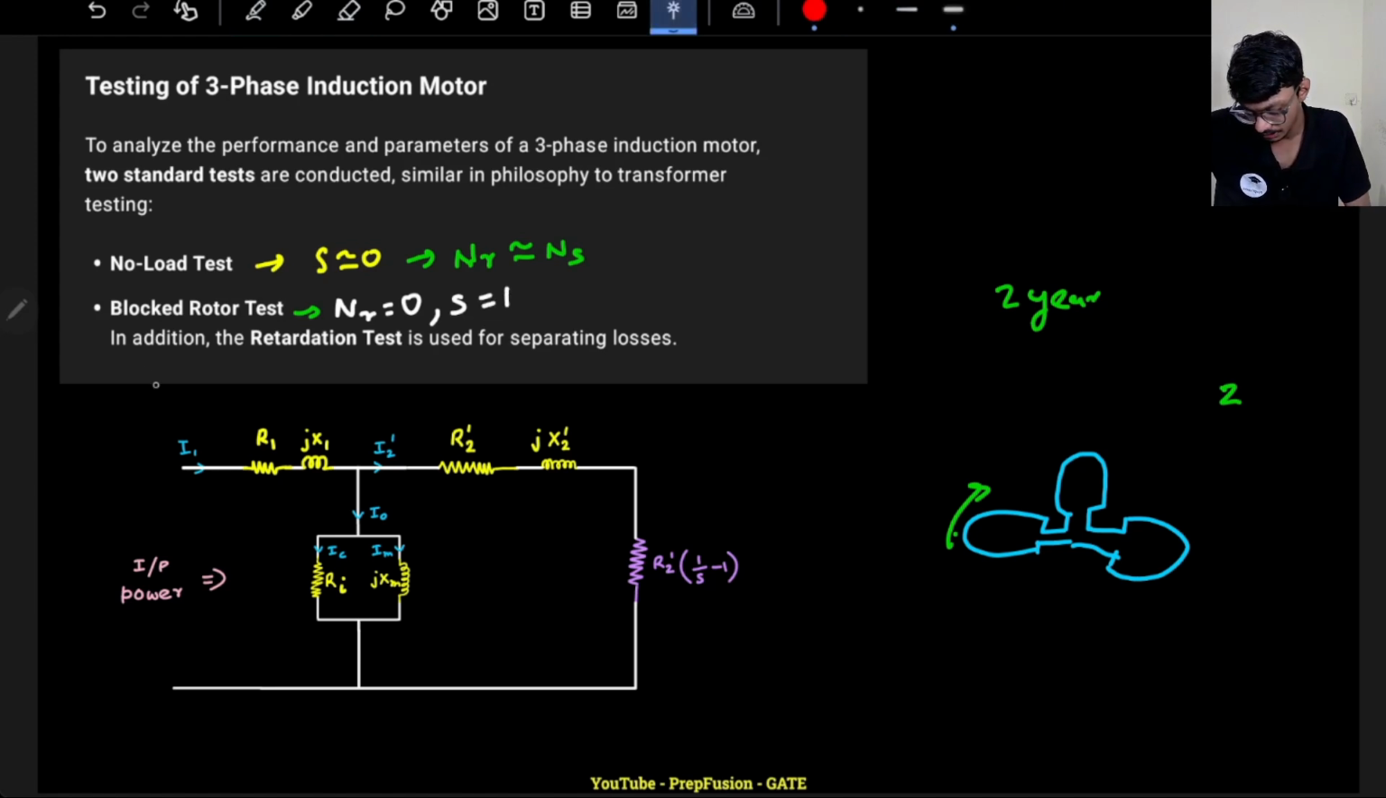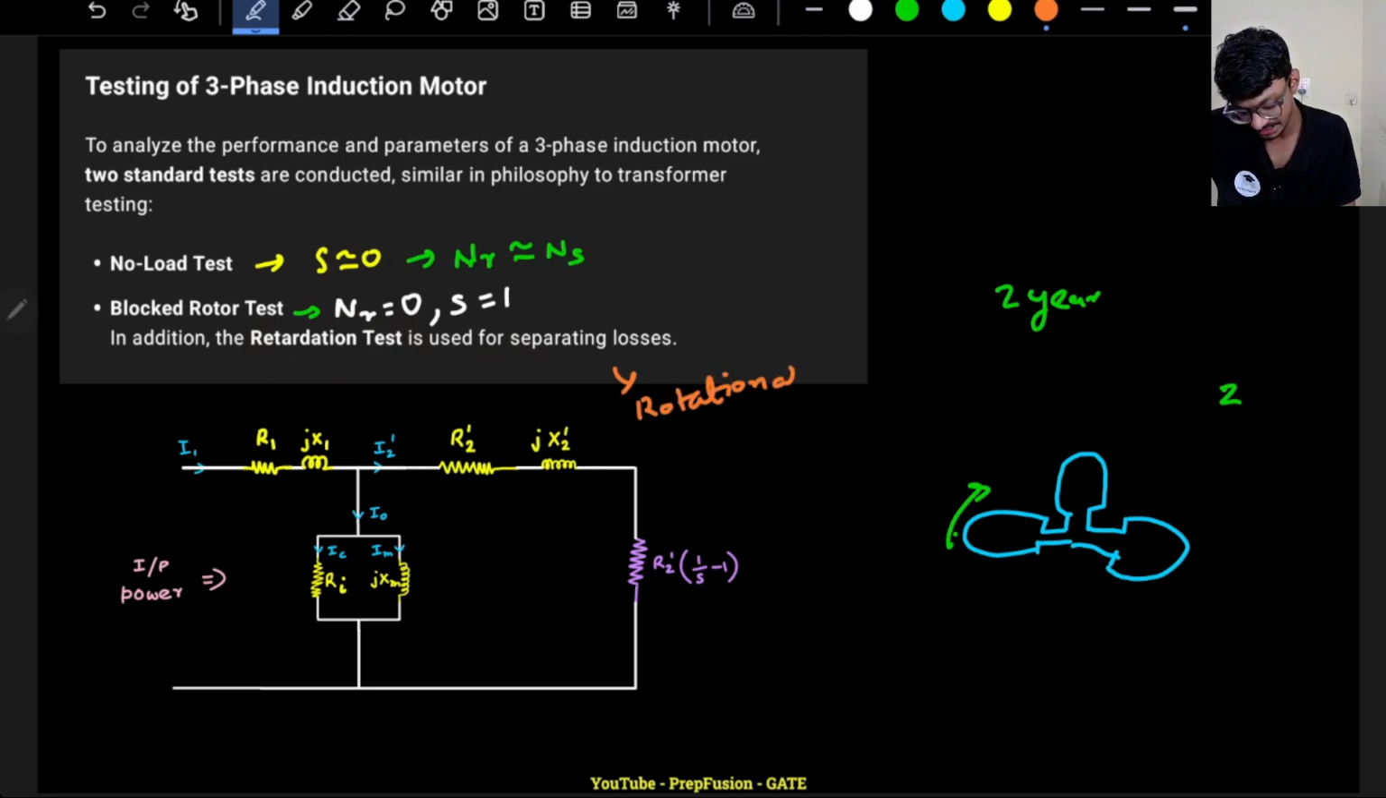Okay. In addition, the retardation test is used for separating losses. In transformers, we do not have any rotating parts, right? So there is one additional loss known as the rotational losses. How will I measure that? For that, we will have a separate test known as the retardation test.